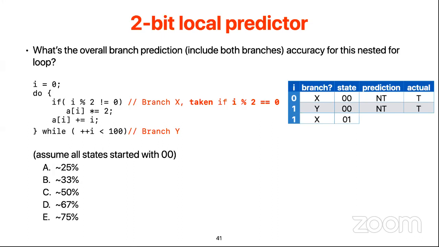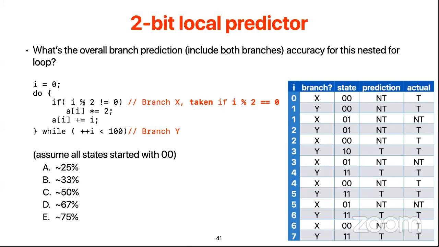Taken, right? So the next cycle, right now the X branch would become 0, 1. So are we predict taken or not taken? Not taken. Actual. Not taken. Okay, how about Y? 0, 1, predict not taken. Not taken. Are we taken or not taken? Taken. Okay.